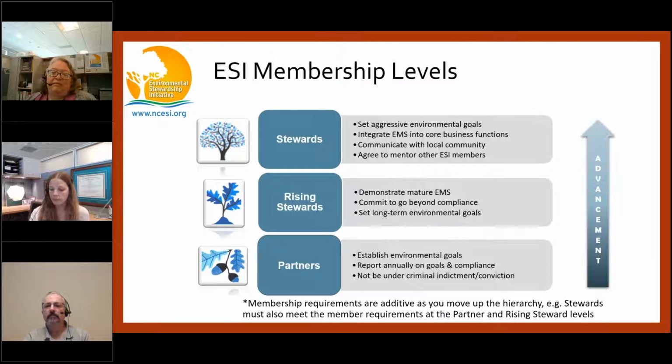Our ESI membership has 3 levels, starting with our partners. The middle level was added in 2004, and in reference to environmental management systems only, the 2 higher levels, the Rising Steward and the Steward level, are required that organizations have either third-party certification or be deemed functionally equivalent by us to the ISO 14001 standard. About 35% of our membership have implemented an EMS.